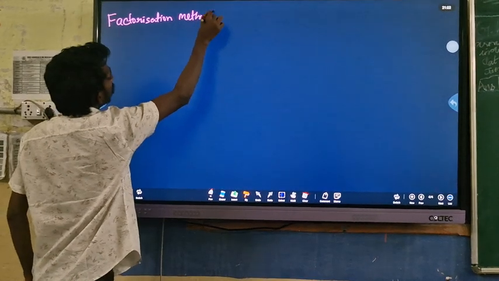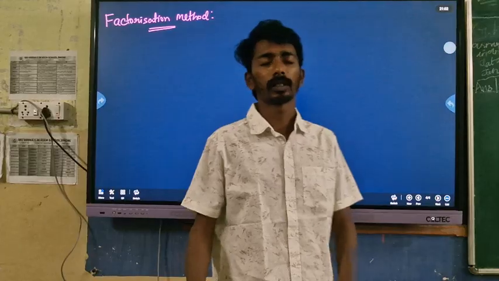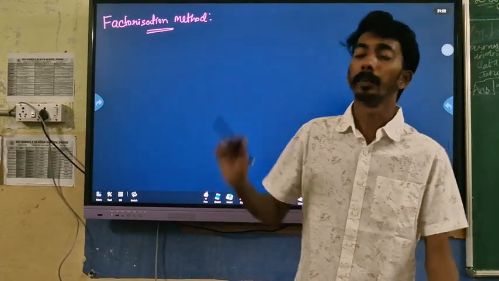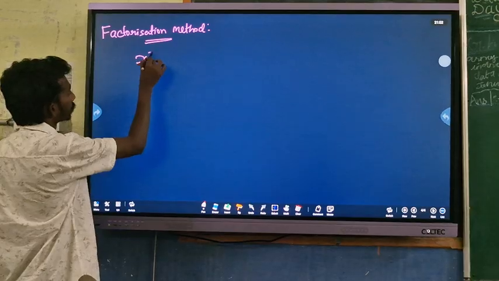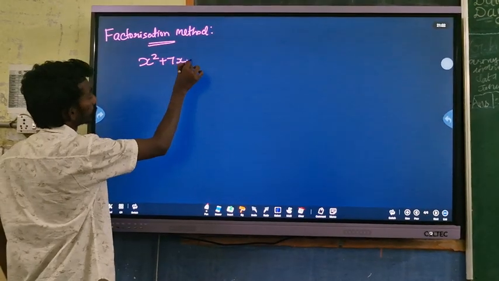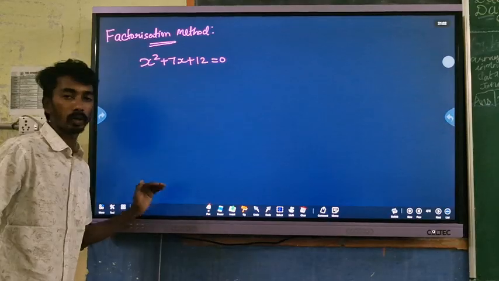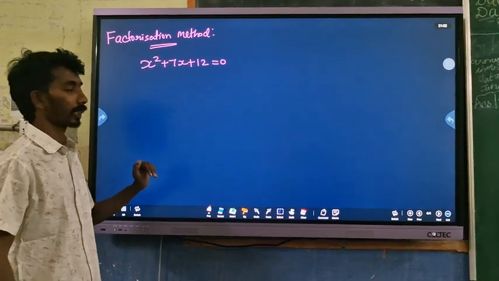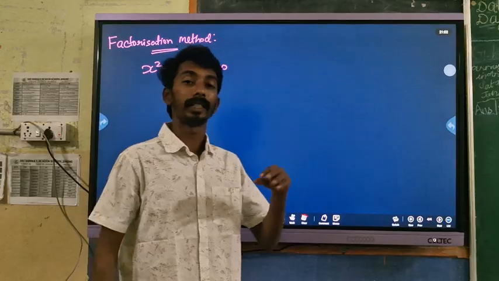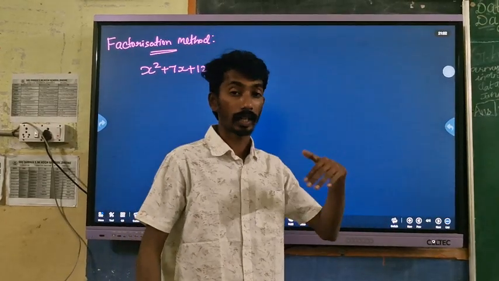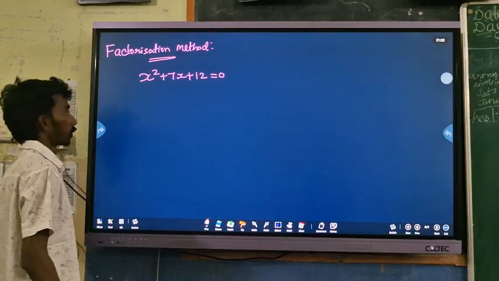In the factorization method, we solve by splitting the middle term. For example, x square plus 7x plus 12 equal to 0. We have to find the roots of the quadratic equation. In a quadratic polynomial we call them zeros, and in a quadratic equation we call them roots. So how do we find these roots?